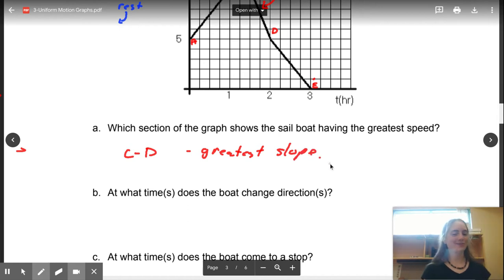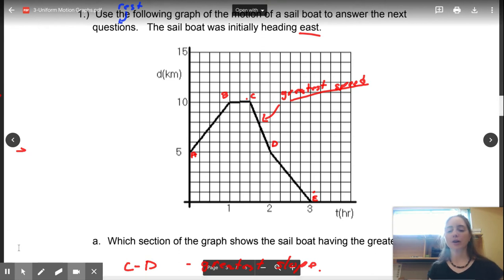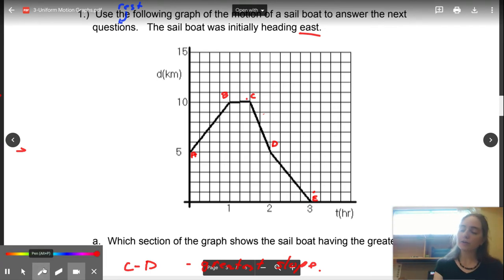All right. Now, what times does the boat change direction? So, no time bracket, so you can have one or more points. Okay. Let's look at our graph. Now notice, ladies and gentlemen, this is a distance time graph. So that means, go back in your notes, have a look. What did we write previously? When do we change directions on a distance time graph? When the line changes direction.